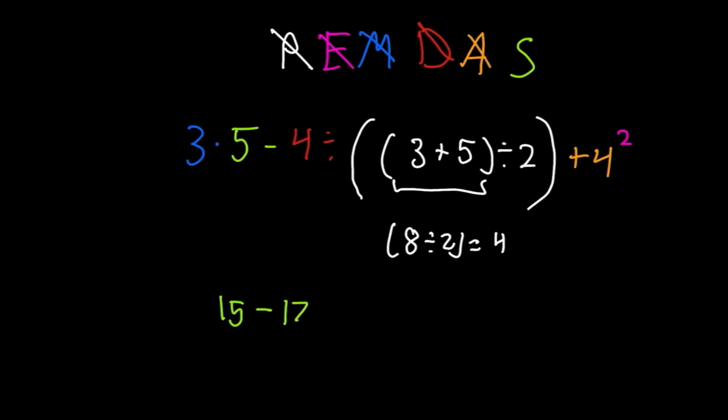And then the last step is that subtraction. So I get 15 minus 17. And that would be equal to minus 2. And we're done. So now we can write the equal sign. And this entire equation will be equal to -2.